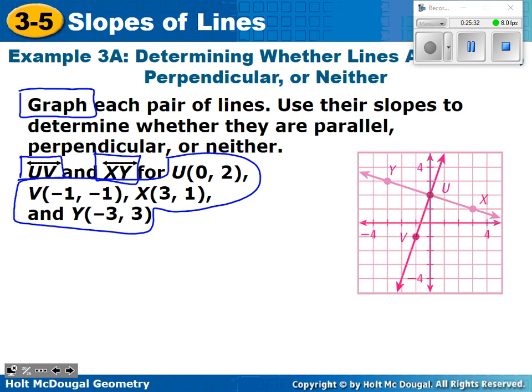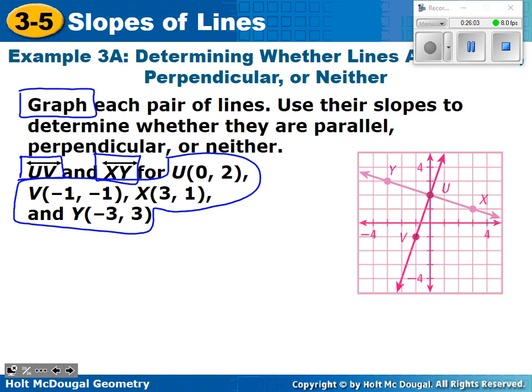And here's where they get tricky on you. Are those two lines perpendicular? I heard no. Does everybody agree that it's no? Do they have opposite slopes? They do have opposite slopes. One's negative, one's positive, but do they have reciprocal slopes? No. They do not have opposite reciprocal slopes, so they're not perpendicular.